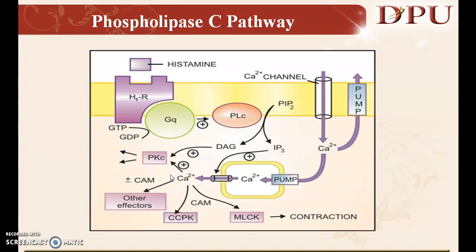When protein kinase C gets activated, again it causes the phosphorylation of various kinds of substrates, that is enzymes, transporters and proteins, and it produces different kinds of actions like contraction, stimulation of secretion, stimulation of neurotransmission, metabolism, cell proliferation, etc. So this is about GS and GQ protein.